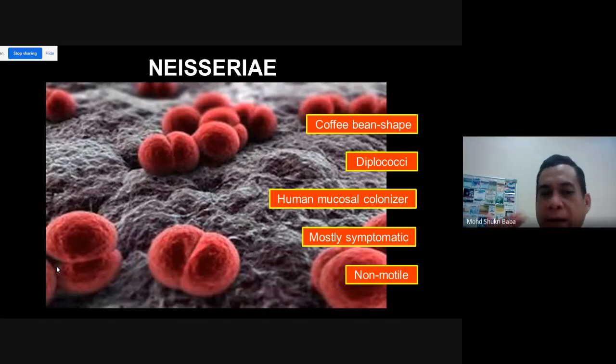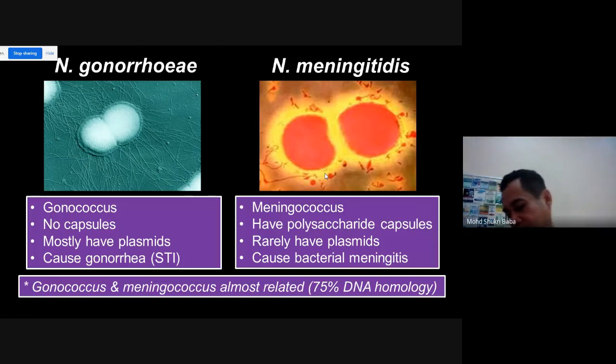Alright. Neisseriae, one thing about the morphology of Neisseriae adalah dia berbentuk coffee bean shape. Nampak tak bentuk dia ni? Seperti biji kopi. Okay, so that is why kita panggil diplococci. Okay, coccus yang berkembar, diplo. Alright. So two main species of the Neisseriae, which is Neisseriae gonorrhoeae and Neisseriae meningitidis. Alright, Neisseriae gonorrhoeae akan menyebabkan penyakit sejenis gonococcus, no capsule, mostly have plasmid and also can cause gonorrhea.